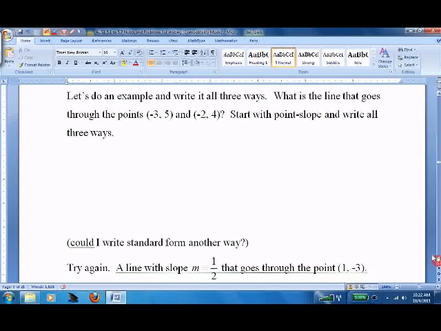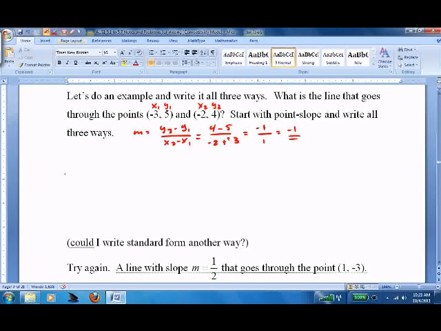So let's just jump right in. Write it all three ways. What's this line that goes through the points? Start with point slope. Well, the first thing we have to do is find the slope itself. So let's label them: x1, y1, x2, y2. m equals y2 minus y1 over x2 minus x1. 4 minus 5 over negative 2 minus negative 3. Put a little plus plus up there. Negative 1 over 1 equals negative 1.